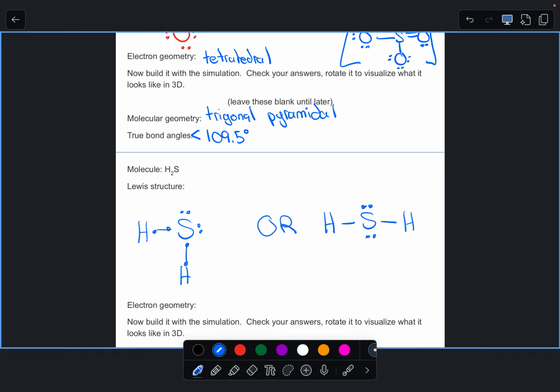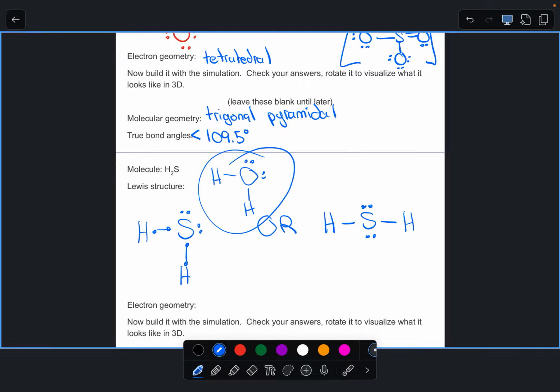Okay, so it doesn't matter which way you draw this. Again, you can't properly represent it in 2 dimensions when it's not 2-dimensional. This is really similar to water, right? Water, oxygen and sulfur have the same number of valence electrons. So water looks really similar to this.